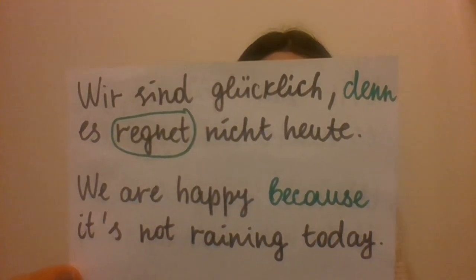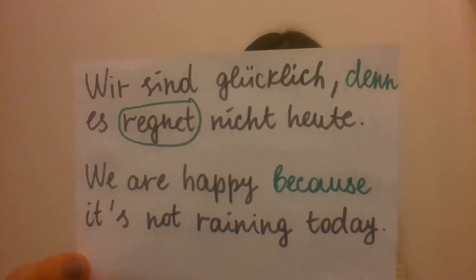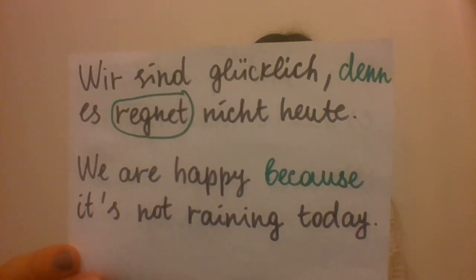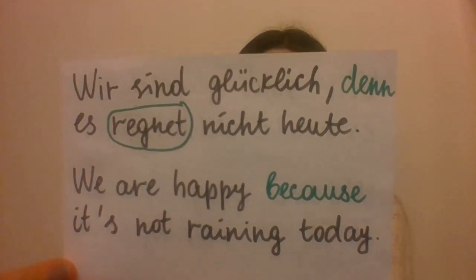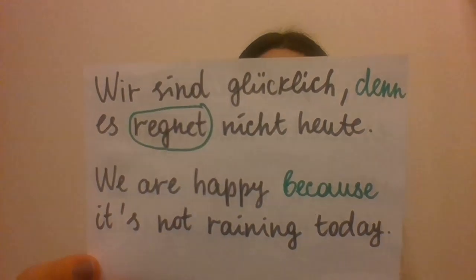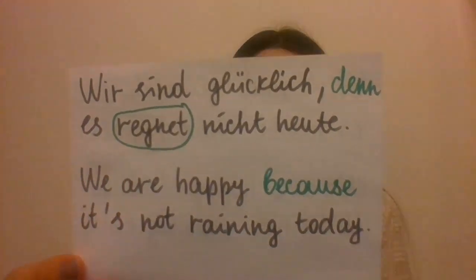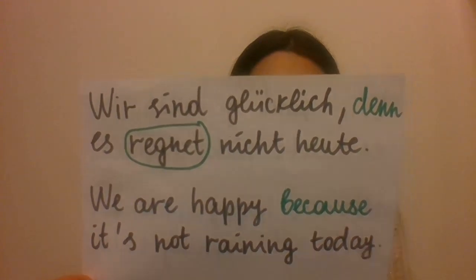And in our second sentence again we start after the comma with denn. And again here's the verb in the circle. And again the verb has the second position after the personal pronoun es. So I hope it's clear and understandable with the conjunction denn.